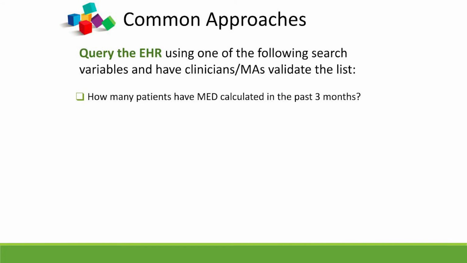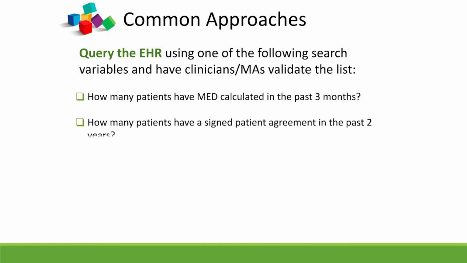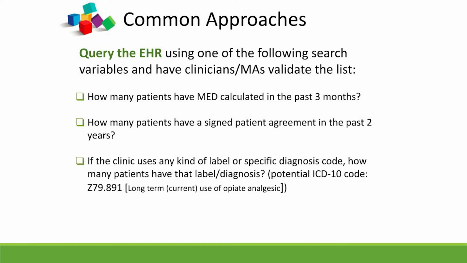Of course, if you have an electronic health record, you can use a variety of different variables to try to pull out a list. So if you have a place where morphine equivalent dosing is calculated, usually that's for patients using chronic opioids. How many patients have that calculated? How many patients have a signed patient agreement in the last couple of years? Or if the clinic is using some kind of consistent label or diagnosis code, how many have that code? And I just want to share with you an ICD-10 code that is very useful in this regard, Z79.891, which is long-term current use of opioid analgesic. So you can identify patients using these variables, and then once you identify the patients, you can find out, okay, how many patients are in these different categories.